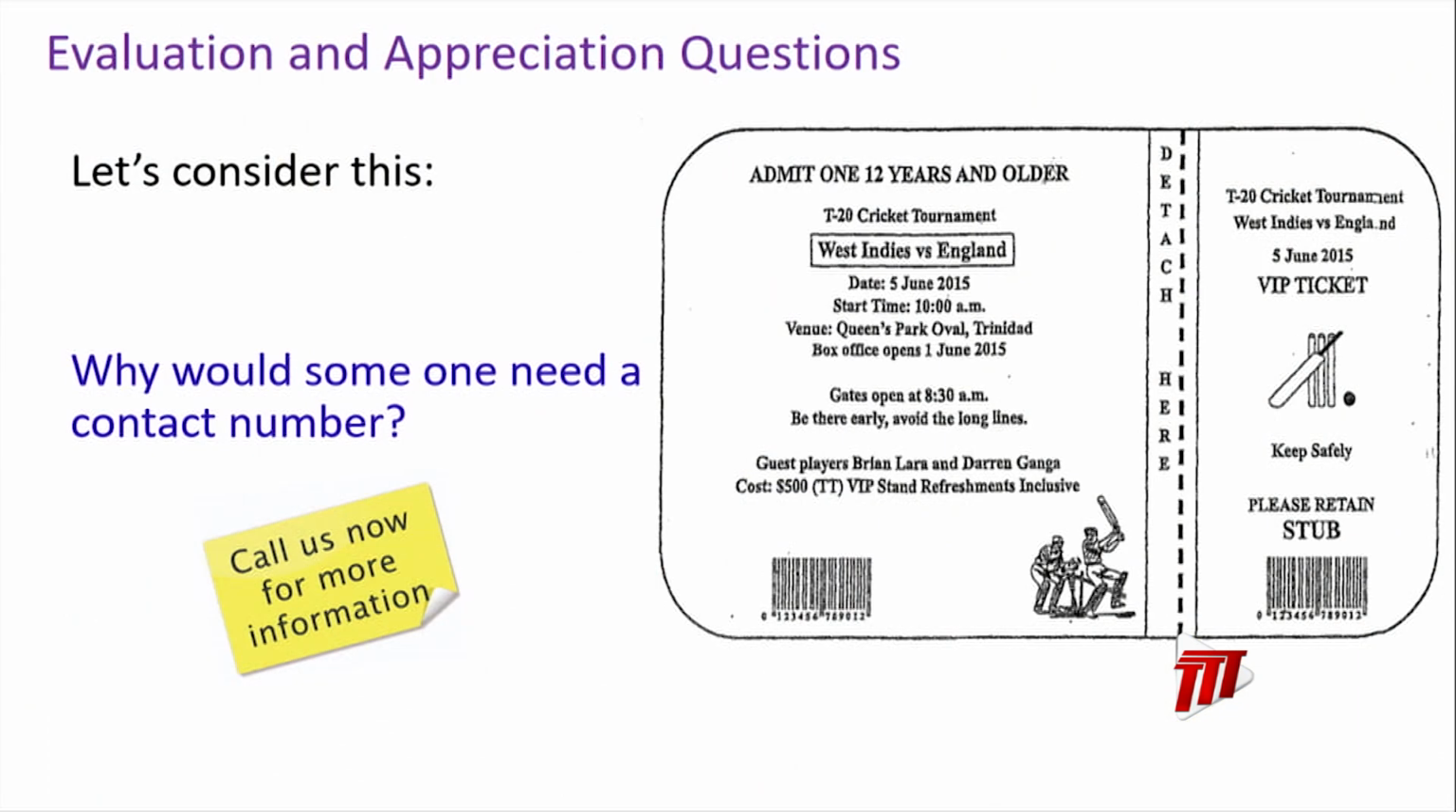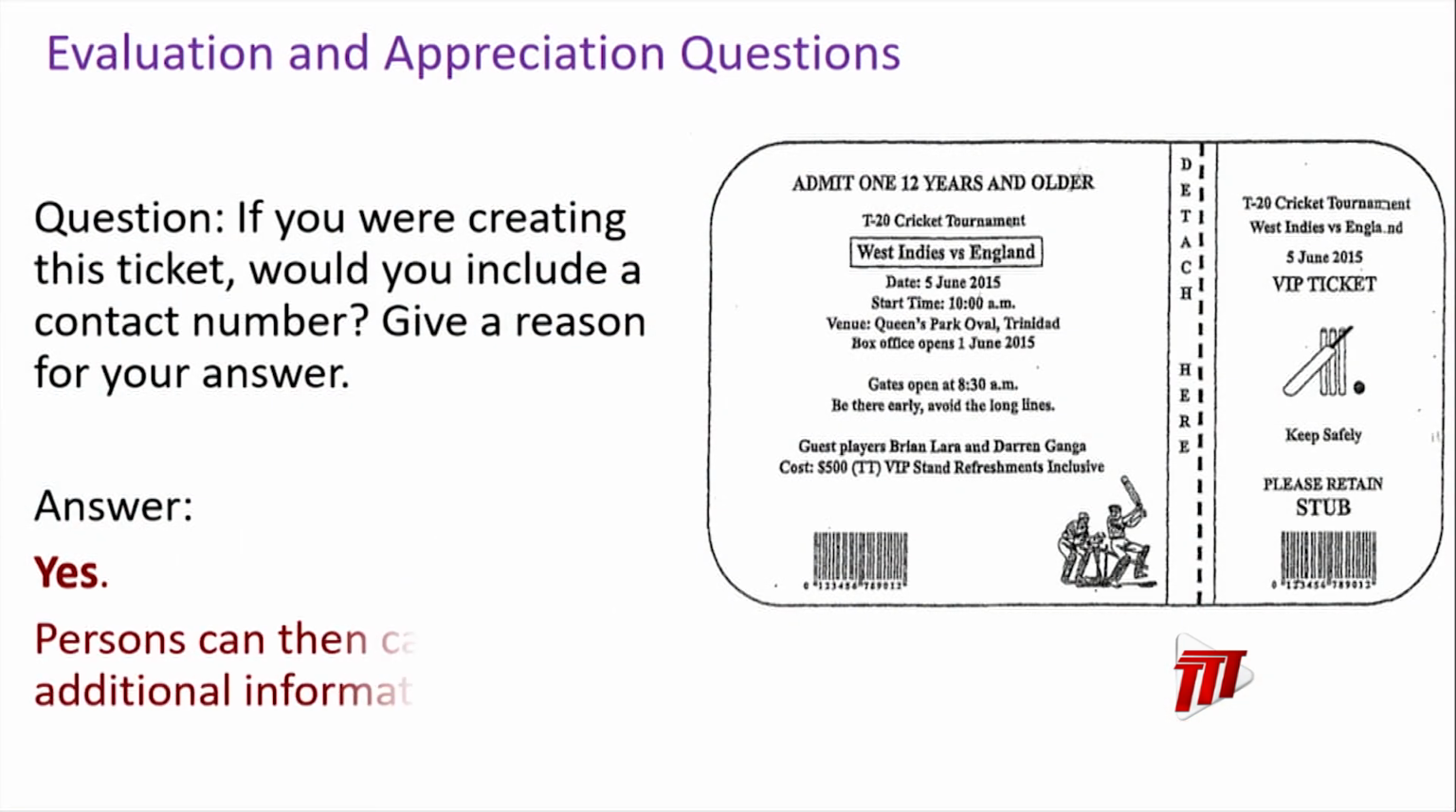Perhaps they would need to call for more information. So they would call to probably find out what types of refreshments. Are there going to be vegetarian and non-vegetarian refreshments? Is water included as part of the cost of the ticket, or only soft drinks or only water? So if someone wanted to find out this information, they would need to call the box office to find out. So if you were creating this, would you put in a contact number? Well, you could say yes. So persons can call for any additional information that they may require.